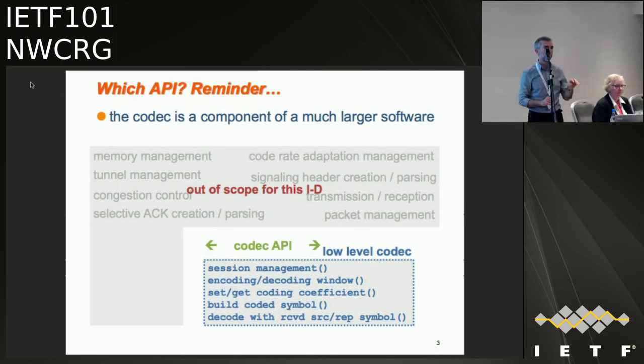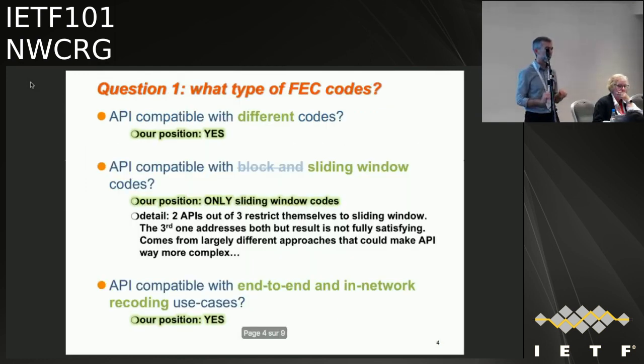for this API. So you will see in the future slides that some of the questions that we try to answer are really dedicated to where we should do this or that mechanism. Should it be inside the codec or should it be outside of the codec? Should the API be aware of this or not? Those are the key questions. So the first question is, what type of codec should we focus on?